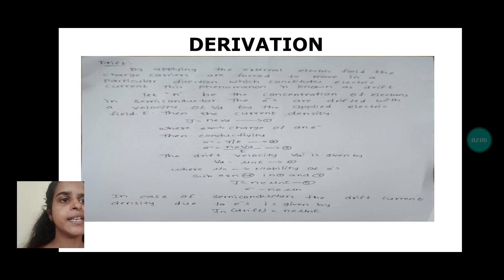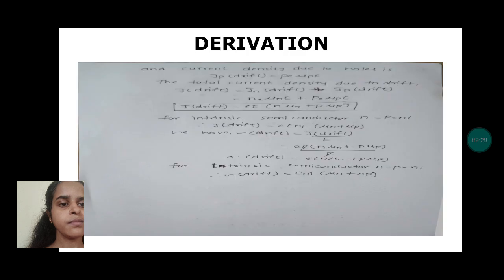Let n be the concentration of electrons in a semiconductor that drift with the field. Then the current density of the drift is J equals n e Vd. And by simplifying this, we can see the current density equals e times E times (n mu n plus p mu p).